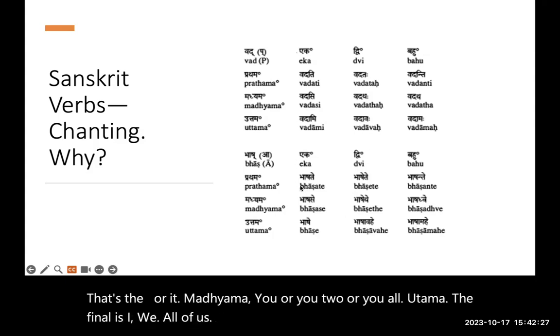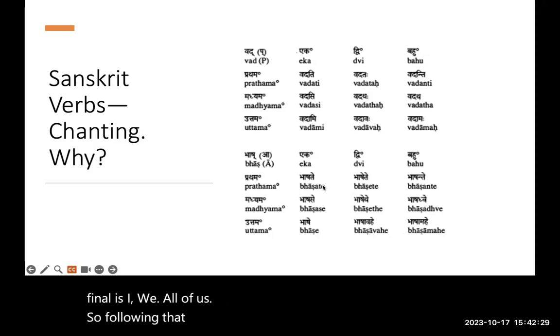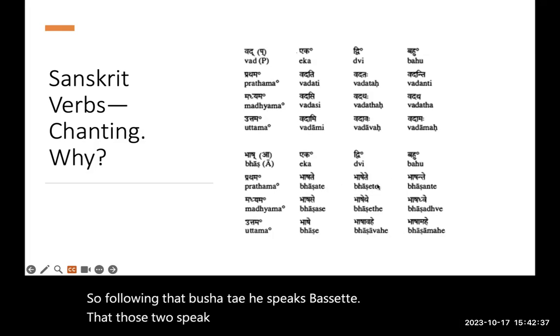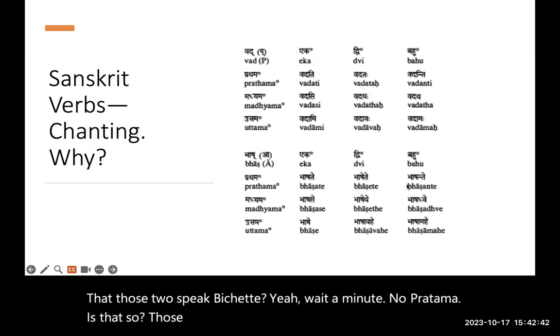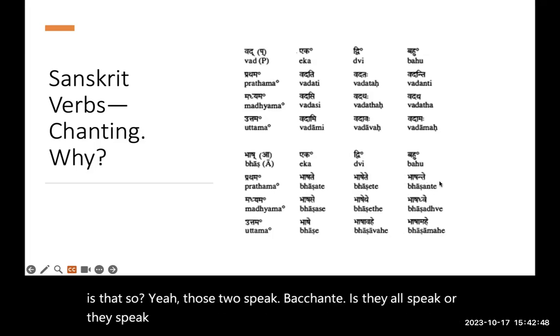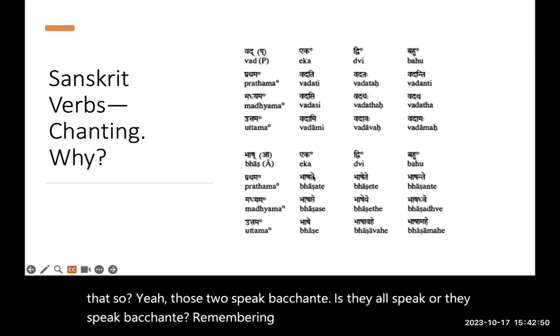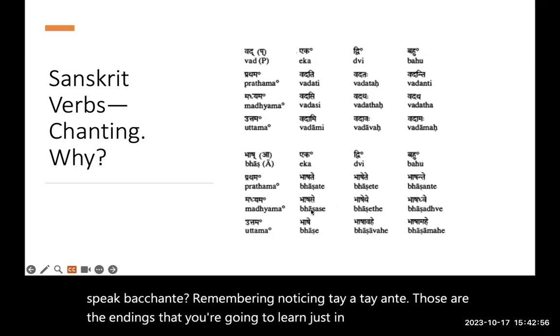So following that, bhashate, he speaks. Bhashete, those two speak. Wait a minute, no, prathama is they. So yeah, those two speak. Bhashante is they all speak, or they speak. Bhashante. Remembering, noticing, te, ete, ante. Those are the endings that you're going to learn just in time.